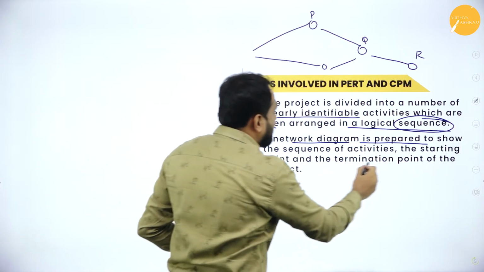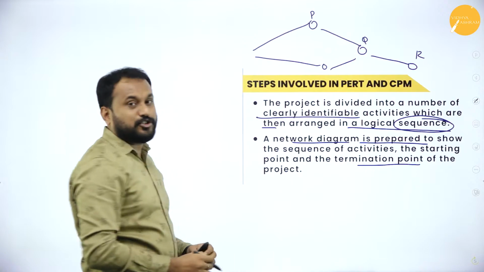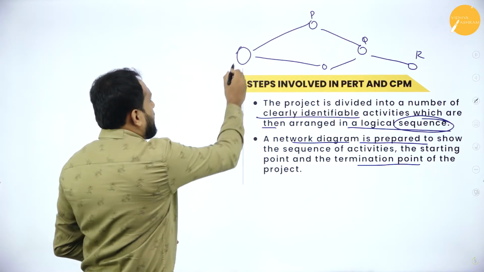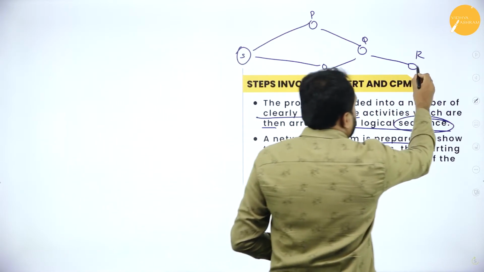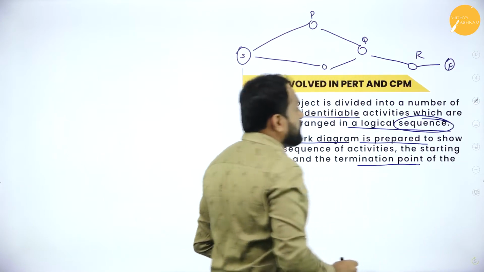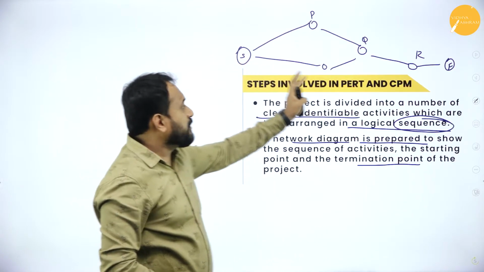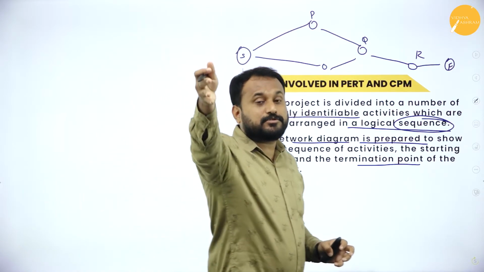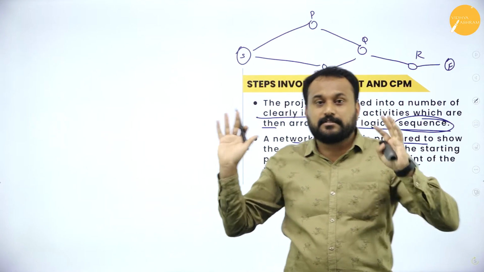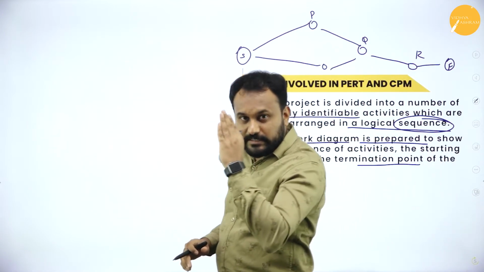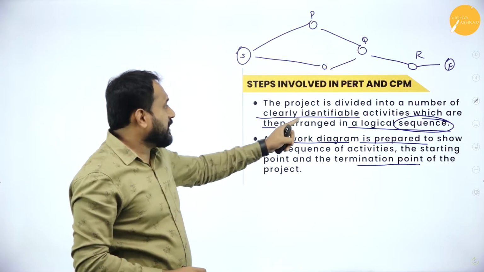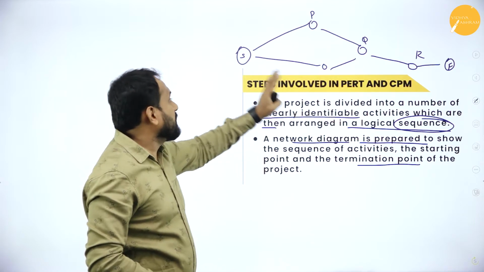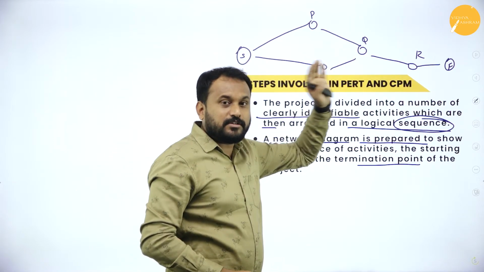The starting point and the termination point of the project should be decided. Let's go with this here: this is the start and this is the end, the finish. You need to have a start and you should have a finish. It's not that you start something but don't know what you are supposed to finish. Then it is all mumbo jumbo and you will go for a failure. You should know what the start is and what the finish is. That's why they say it is divided into a number of clearly identifiable activities. You are supposed to know what all you are doing.